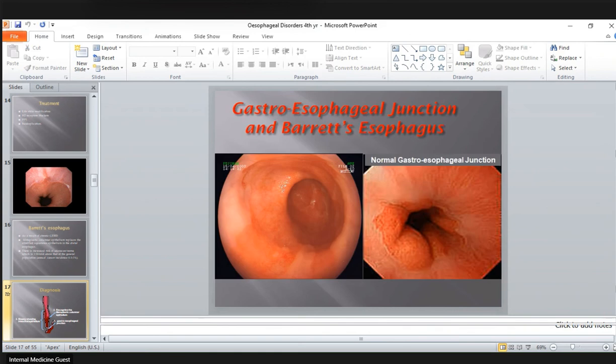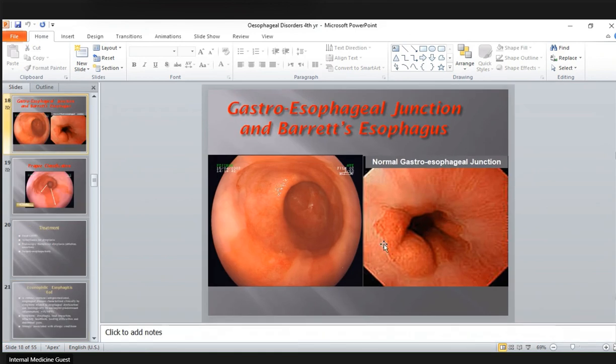This is an endoscopic picture. This is normal esophagus. This is normal esophageal mucosa. This is the lower end of the esophagus. This is the gastroesophageal junction. Please note that these are gastric folds, and this is esophagus. This is stratified squamous epithelium.